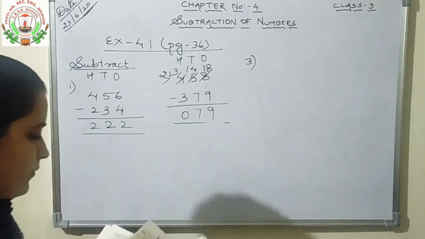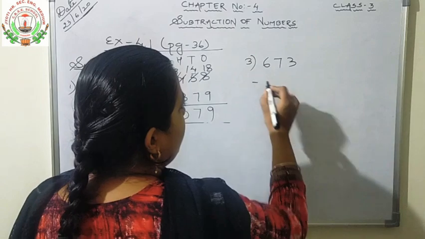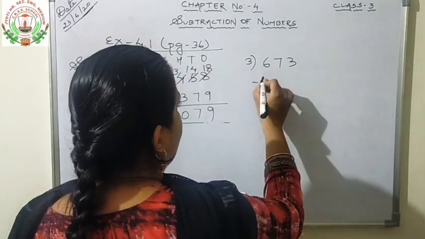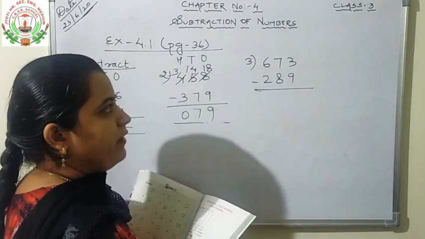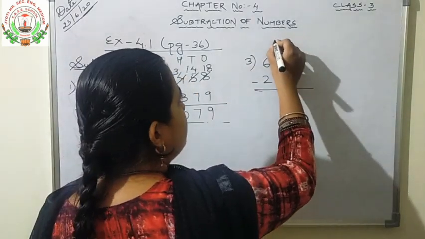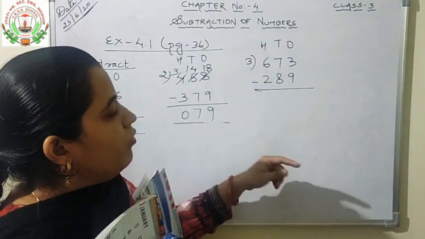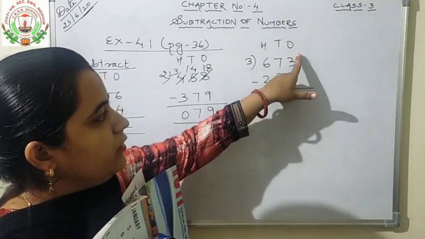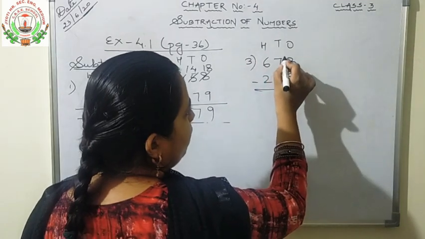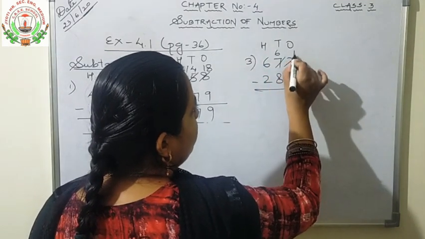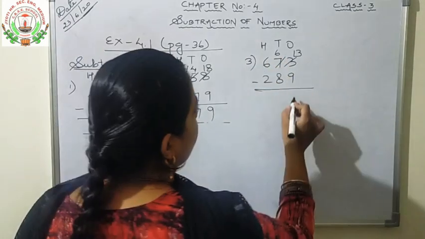Next question is 673 minus 289. Again, first we will write the place value of our number: ones, tens, hundreds. As in this question also, 9 is a greater number and 3 is a smaller number. So we will take a carry, we will borrow from here. It will become 6 and the 3 will become 13. So 13 minus 9 is 4.